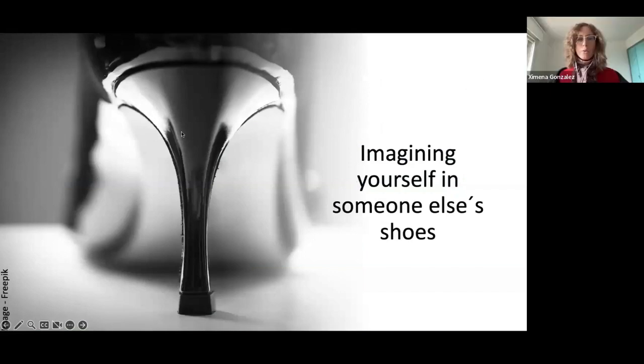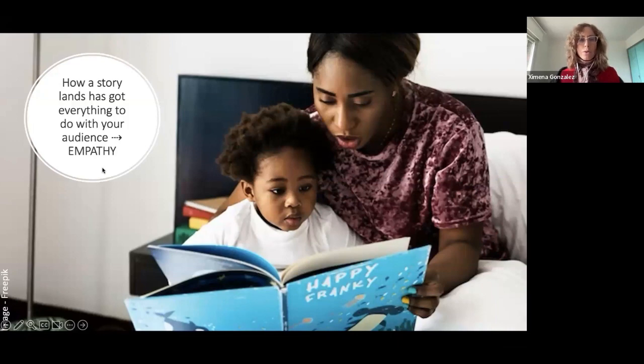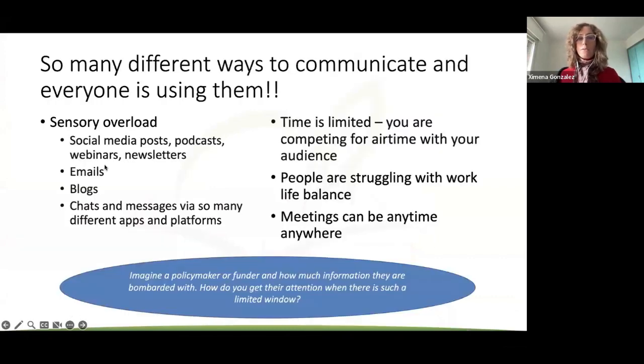Really, this is about imagining yourself in somebody else's shoes. And then you ask yourself, what has this got to do with storytelling and data? Well, how a story lands has got everything to do with your audience. So it's really about empathy. But in today's world, getting anyone to take notice of your story is difficult. There are so many different ways to communicate and everyone is using them. There's sensory overload. How many social media posts are you looking at? Podcasts, webinars, newsletters, emails, blogs, chats, messages. There's just stuff everywhere. So your time is really limited and you are competing for airtime with your audience.